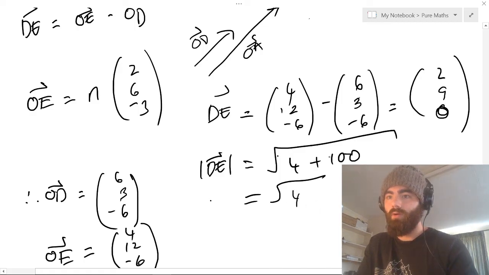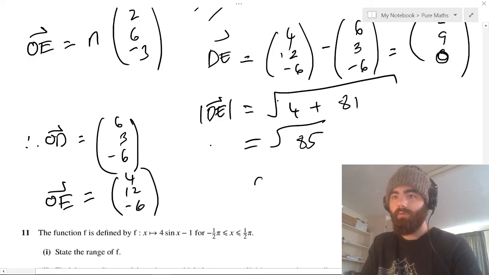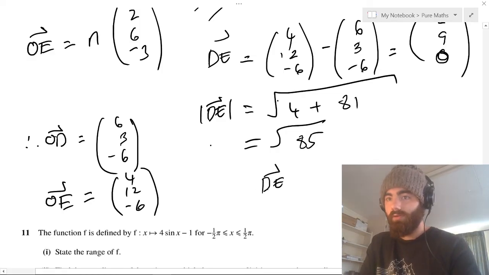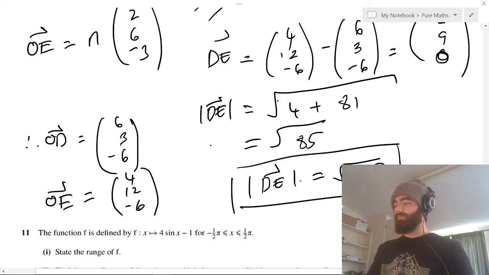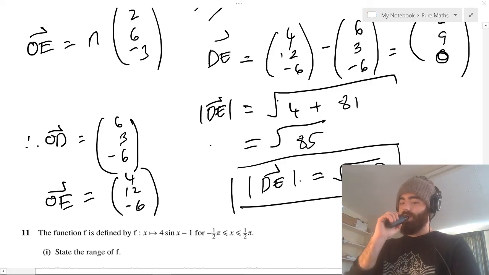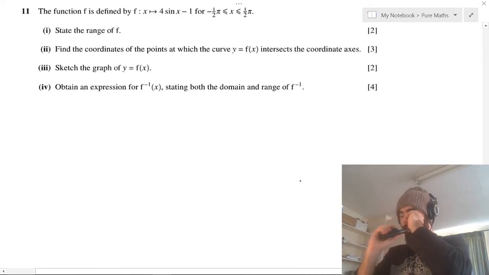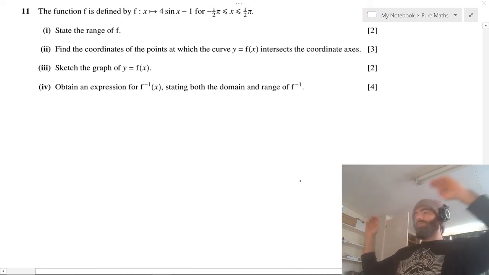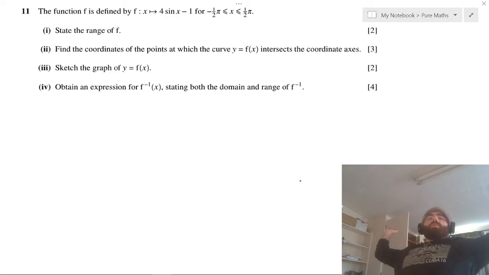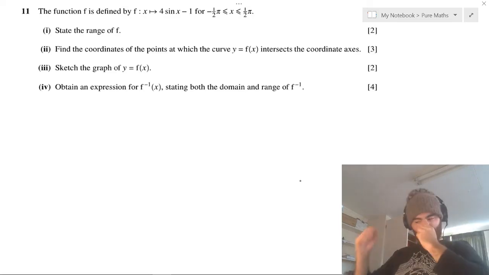So then you get 4 plus 81, which is 85, which looks something more like, it's got an 8 in it, which is promising. Which is, I should remember, some sort of 8. Okay, DE. There's that. I love making stupid mistakes. It feels great. Okay, last one.